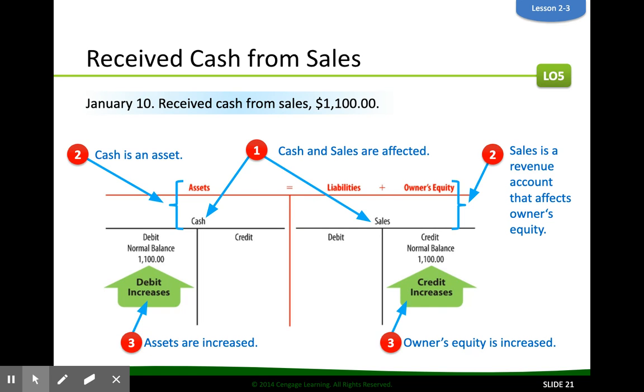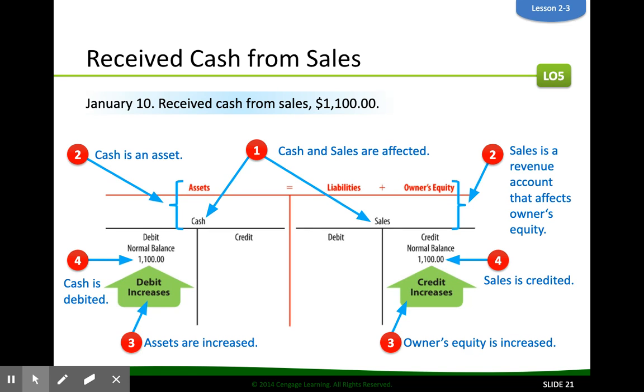Question 3, what do we need to do? Well, cash, we received cash. So in chapter 1, we would have done plus 1,100. Now, in order to increase cash, we need to debit cash for 1,100. Owner's equity is on the right side of the accounting equation, so it increases on the right side. So we're going to credit sales. One thing to note is that sales can only be credited. Sales increases with a credit. You're never going to have negative sales or decreased sales. So sales can only be credited. So step 4, cash is debited, sales is credited.